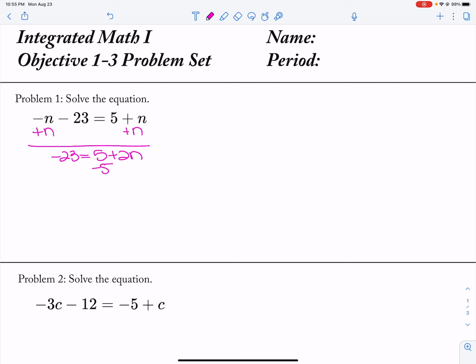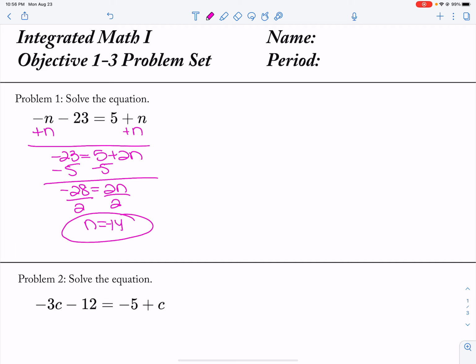Then I'm going to isolate my 2n by subtracting 5 from both sides. So I get negative 28 is equal to 2n. Divide both sides by 2, and I get n is equal to negative 14.